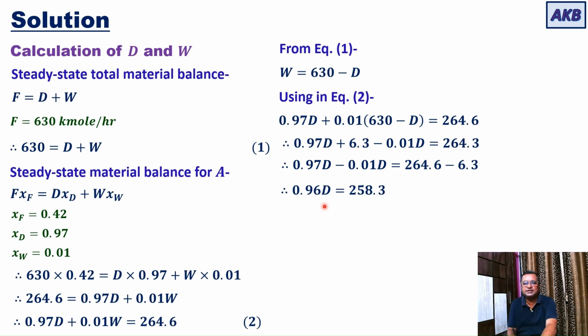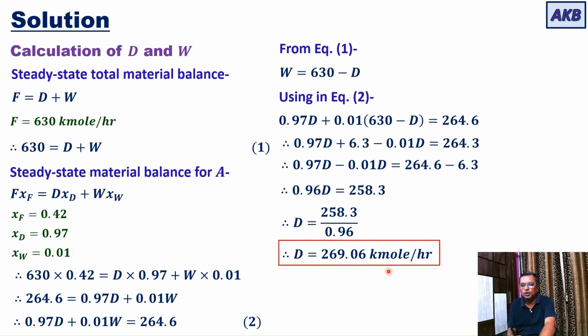So this will be 0.96 D, that is equal to 258.3. After simplification, 0.97 D minus 0.01 D is 0.96 D, and 264.6 minus 6.3 is 258.3. That means D is 258.3 divided by 0.96. That is D is 269.06 kilomole per hour. So in this way we get D.